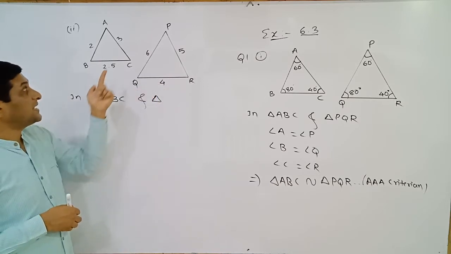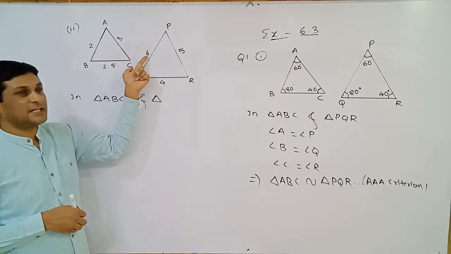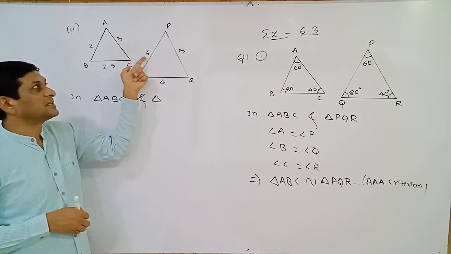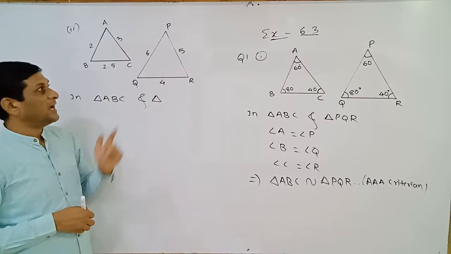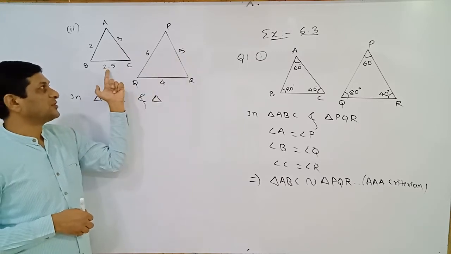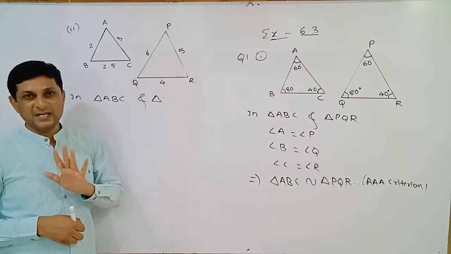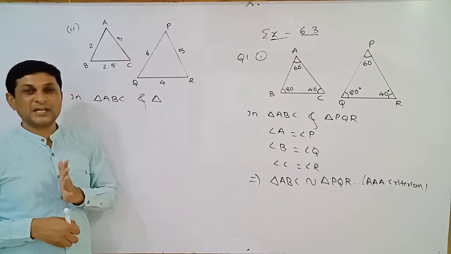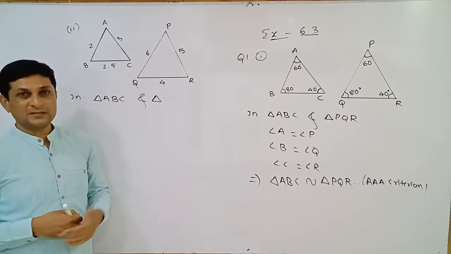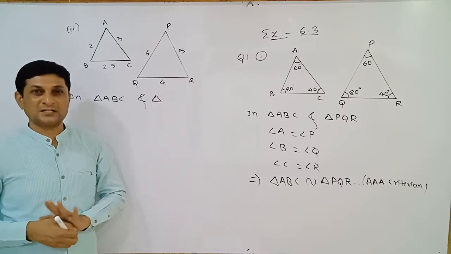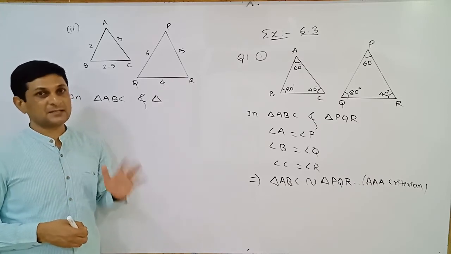Which is the greatest side here? 3, and here the greatest side is 6. Here the ratio of these sides is also what? 3 upon 6 means 1 by 2, and the remaining two sides are these ones. The ratio of 2.5 and 5 is also 1 by 2. Means we can say that the ratio of corresponding sides is equal. That's why we can say that these two triangles are similar by SSS criterion.